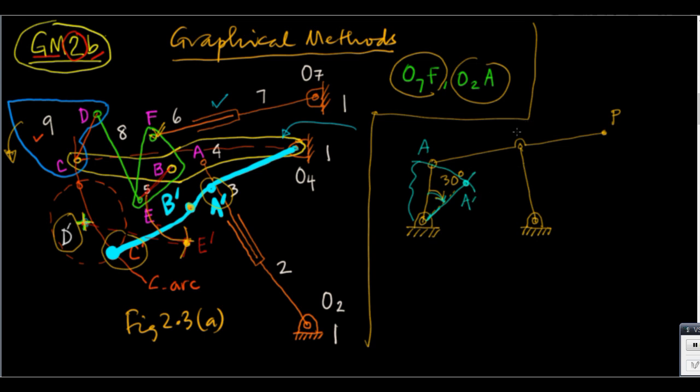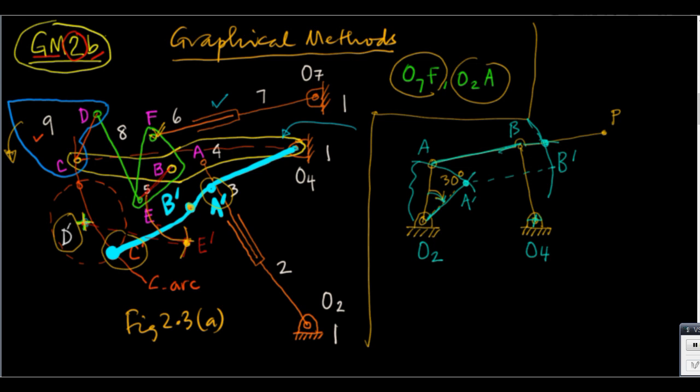Good. Let this point be B. Distance AB is known. Let this be O2 and let this be O4. This distance AB being known, from A prime I take that arc and I draw an arc. So B prime has to be on that arc, but of course the distance O4B is also known, so I draw another arc and it cuts here. So that now is B prime.